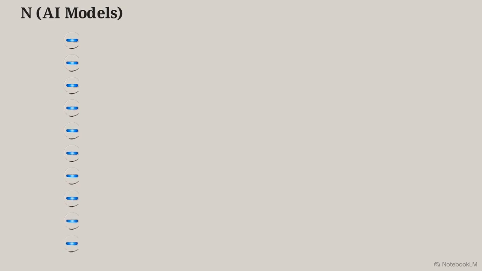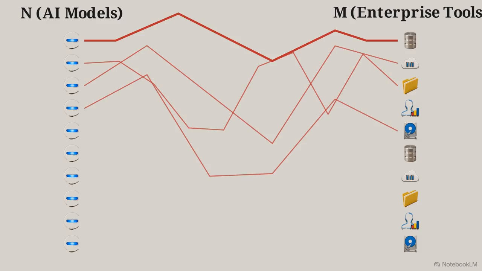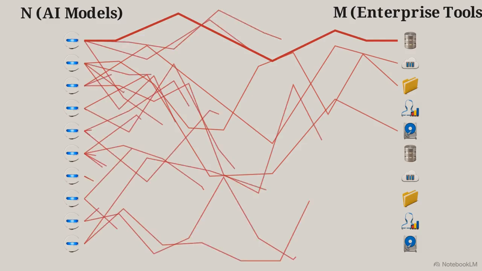Let N represent the rapidly growing number of AI models on the market, and M represent the hundreds of enterprise tools, like databases, file systems, and CRMs, that those models need to access. Because the architecture was rigidly point-to-point, connecting just one model to one specific tool required engineering a brand new custom wire. This network diagram illustrates the mathematical trap.